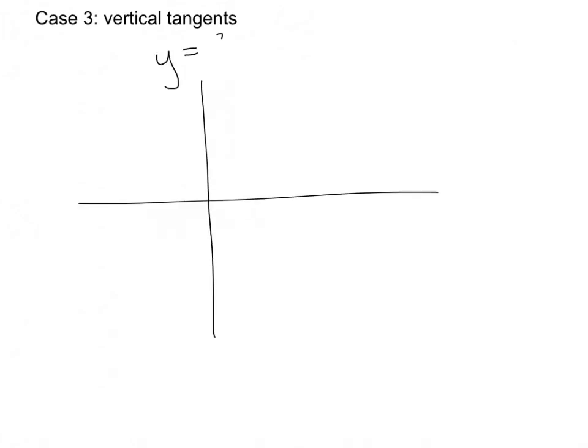The last case that I have is vertical tangents. These are somewhat rare, but they happen. If you have a function, the most common example is something like the cube root of x, and I'm going to shift the cube root of x. The cube root of x basically looks like this. Right at that central point, and I didn't do a very good job of drawing it, the tangent line is actually vertical.